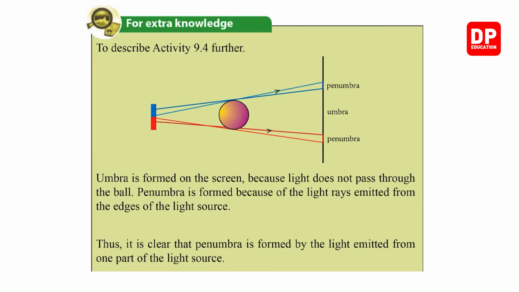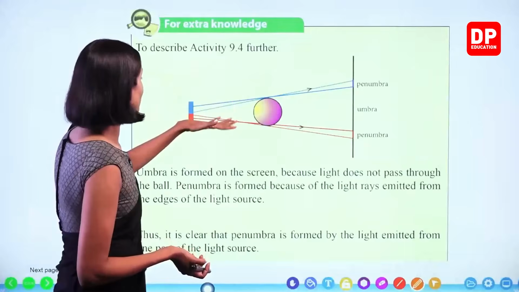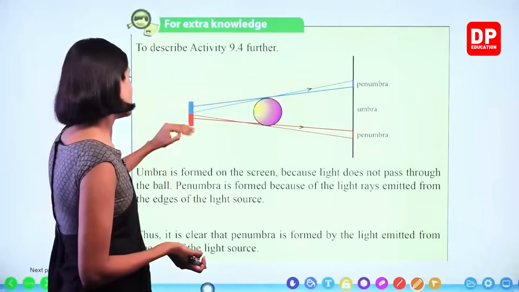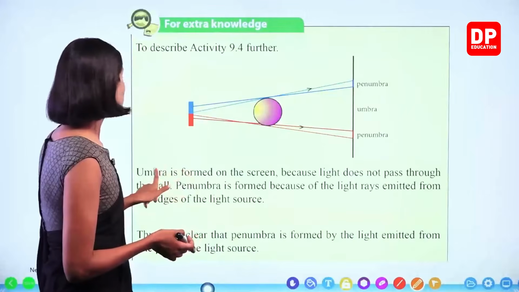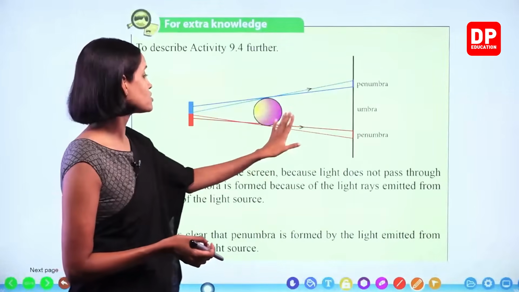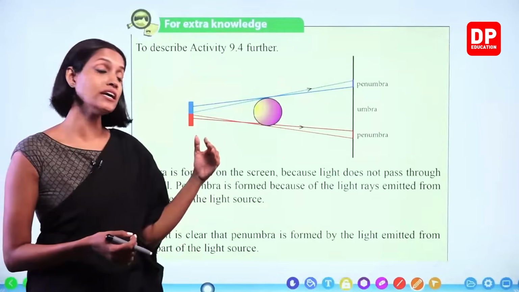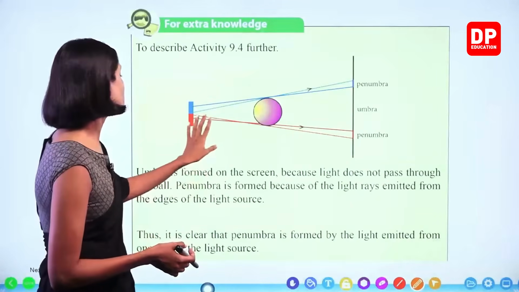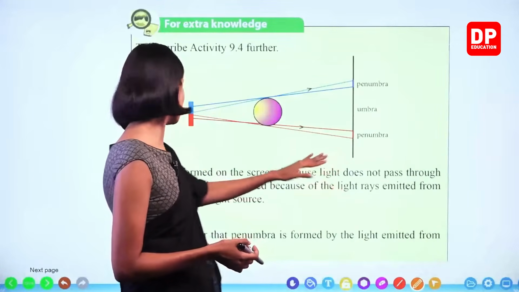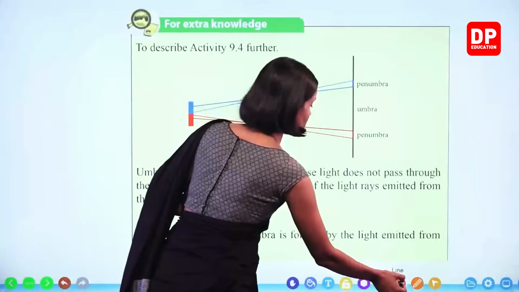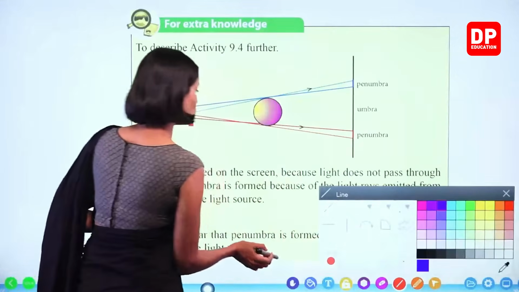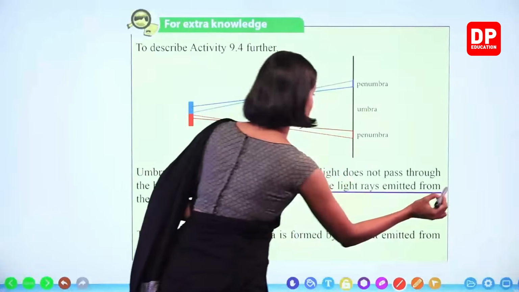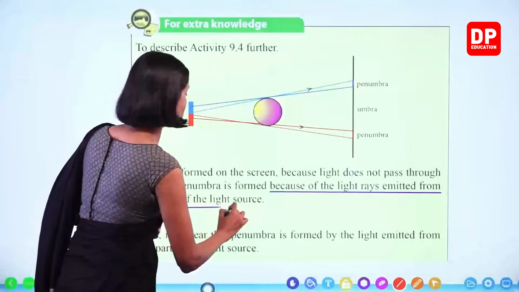Okay? Right. So here under the extra knowledge part, the same activity is given, to describe the activity we have done above using the colored cellophane. Umbra is formed on the screen because light does not pass through the ball. That's why it is dark, the black color, right? It is black in color. Penumbra is formed because of the light rays emitted from, escaped from the edges of the light source.